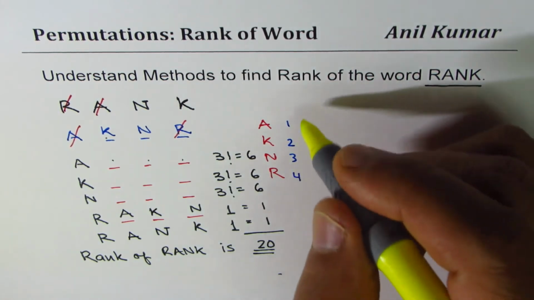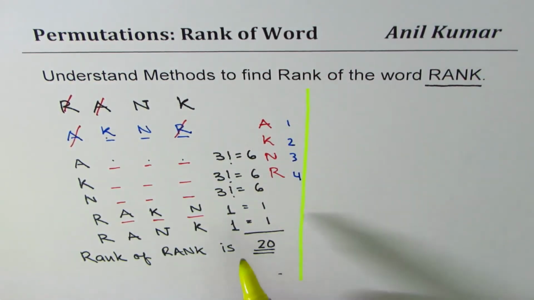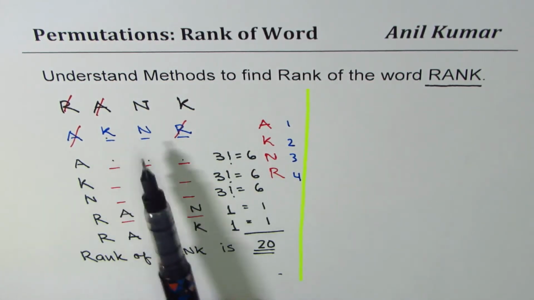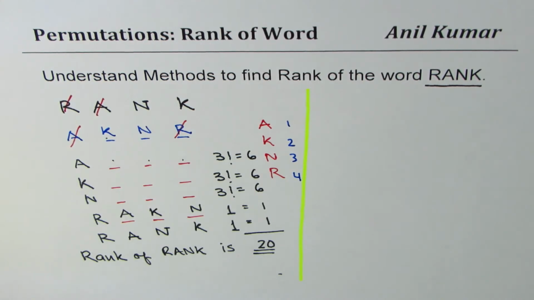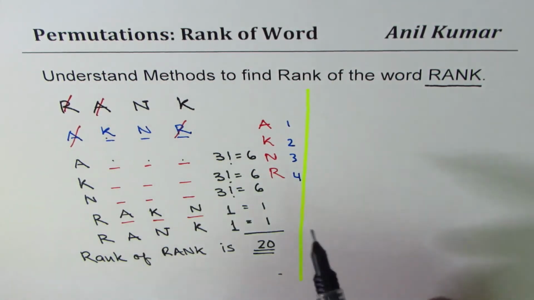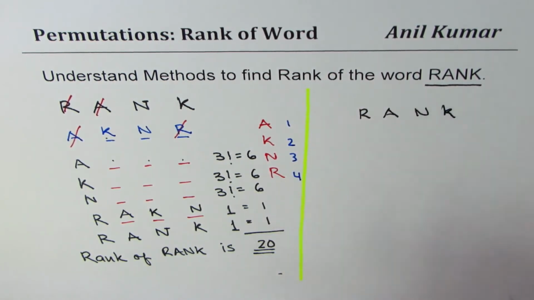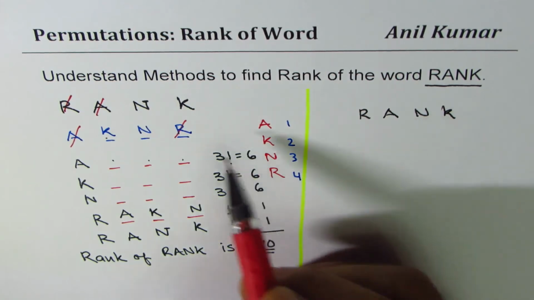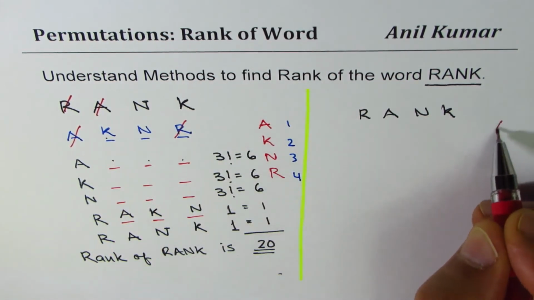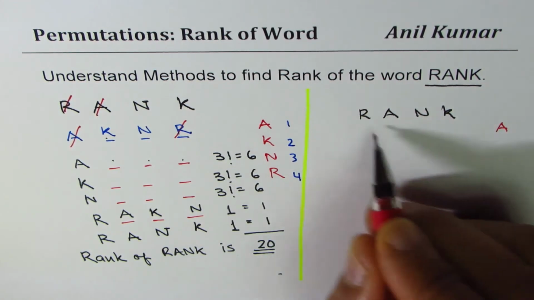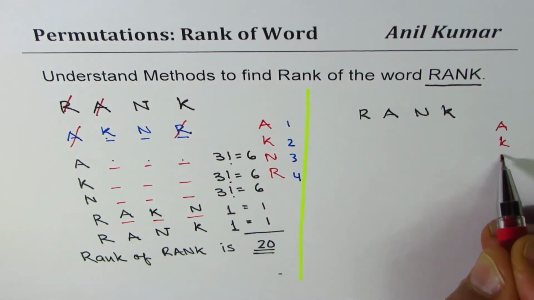So that is how we get the rank of RANK. Here we followed a procedure, practically counting all the words which could come before RANK, and then RANK followed at the 20th position. This was an easy example. We don't have repetition of letters, but still it's good to understand the procedure. Now I'll also teach you the shortcut method of doing the same thing. We want to find the rank of RANK: R, A, N, K. We'll try to arrange the letters in alphabetical order. These letters will be A, K, N, and R.